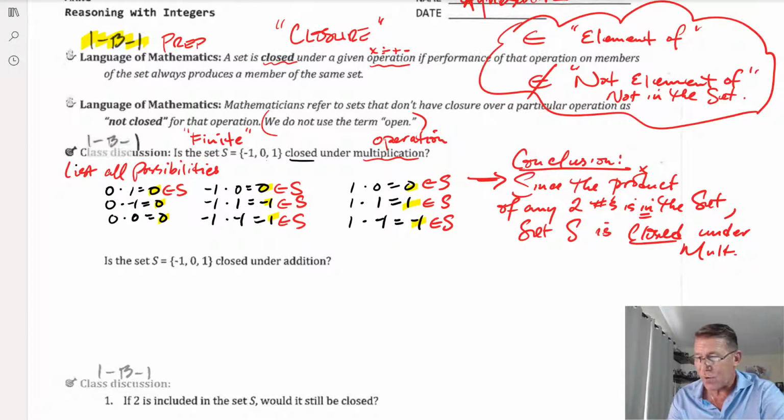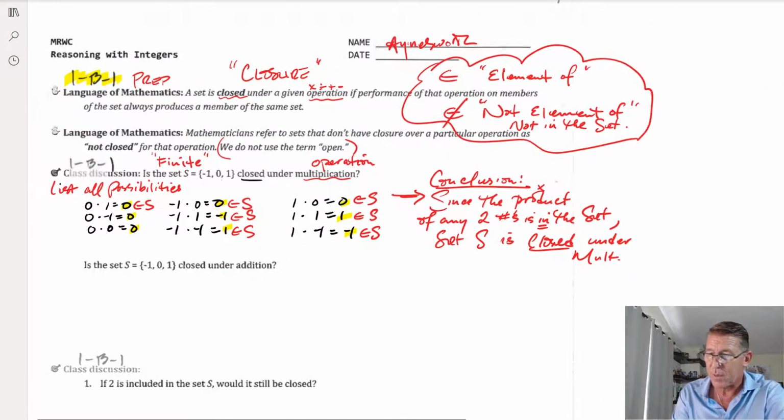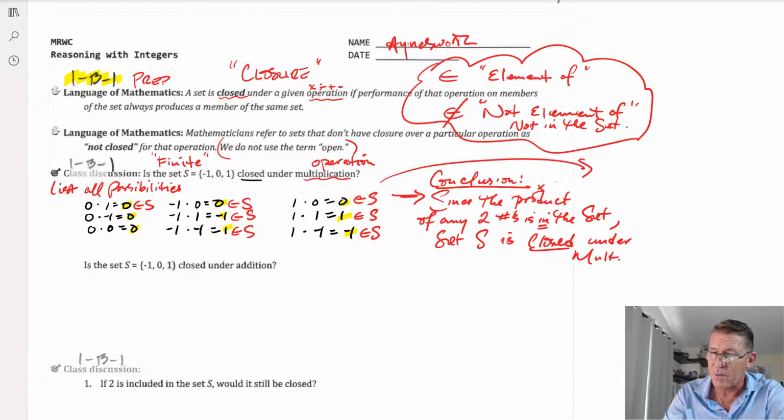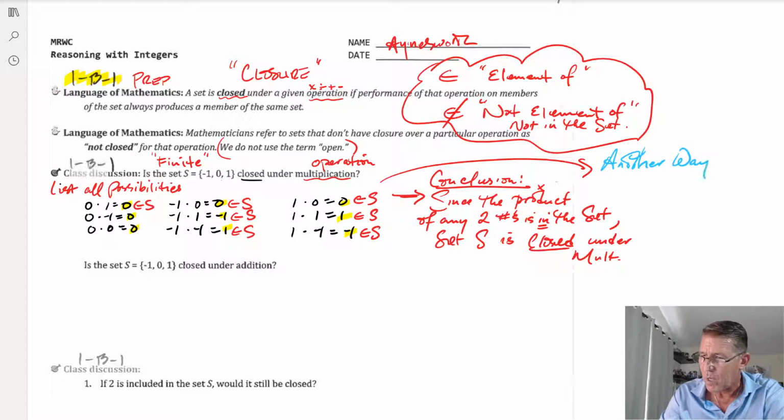Now there are other ways to do it. You do not have to list. You could also diagram it. So instead of listing, let's show an alternate way just for funsies right now. Another way is to diagram it. So the question is, how can you diagram this?